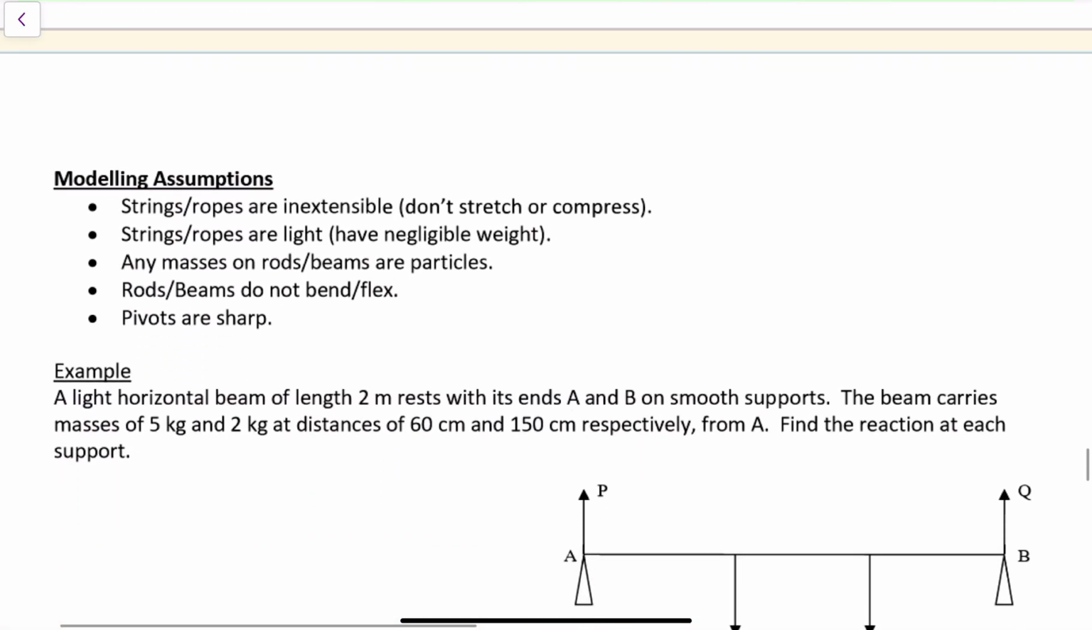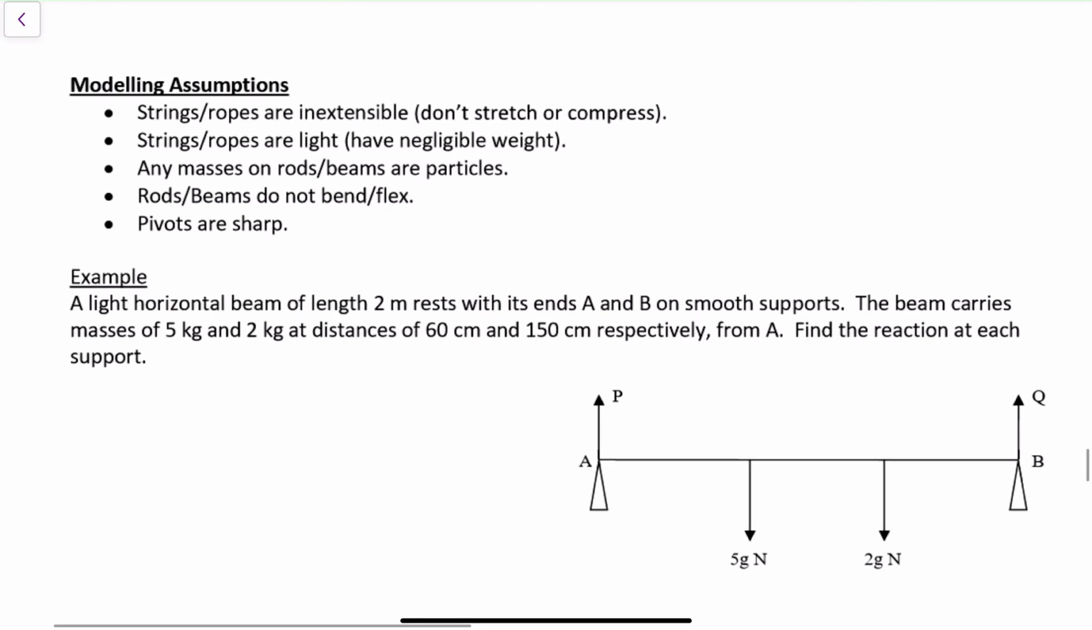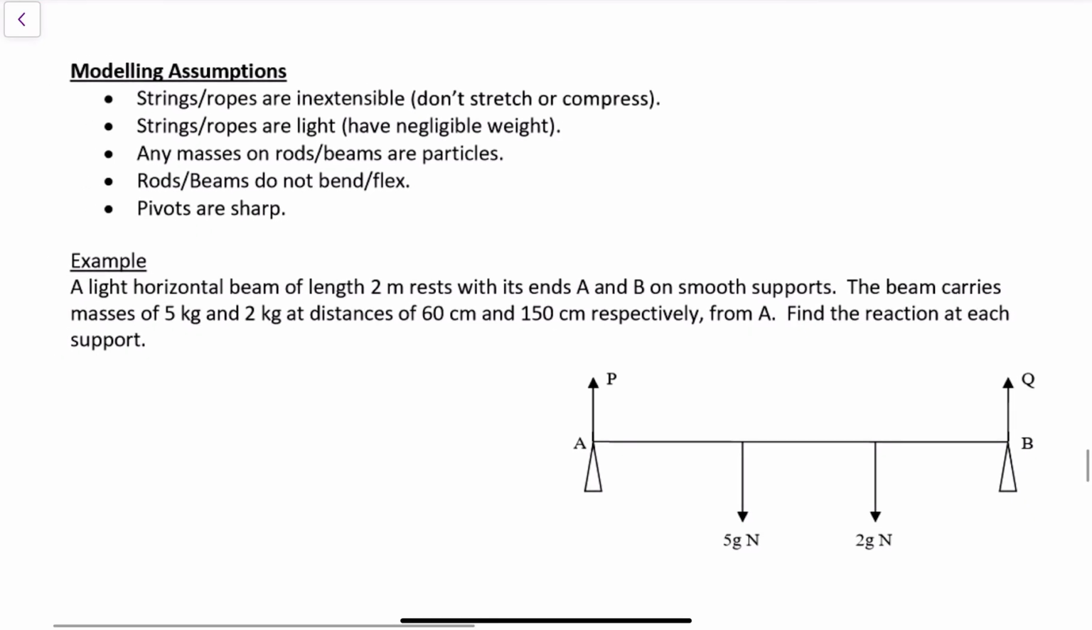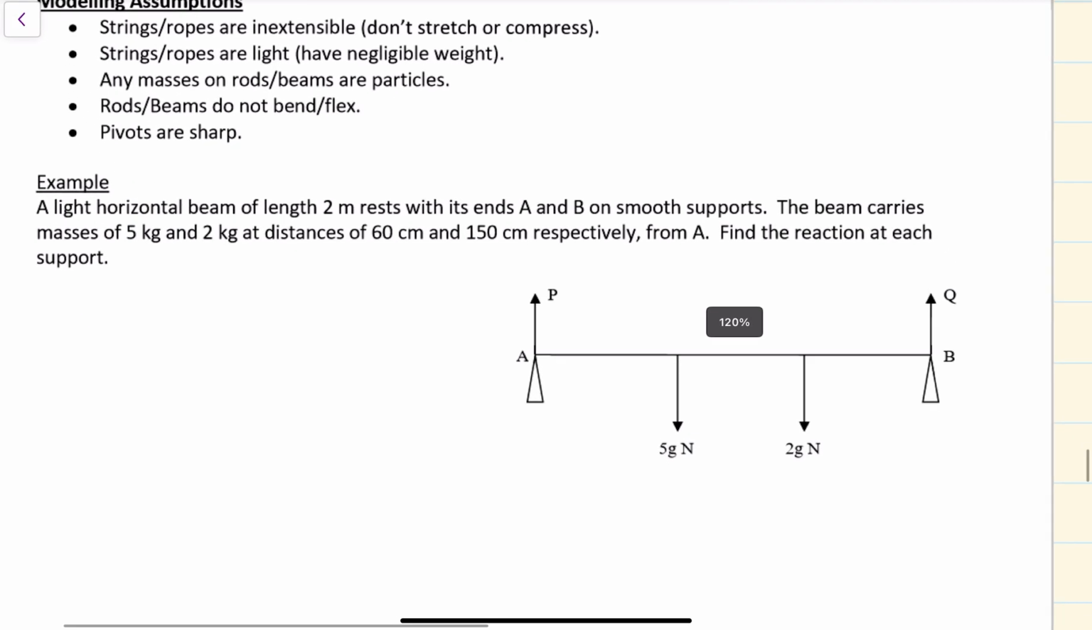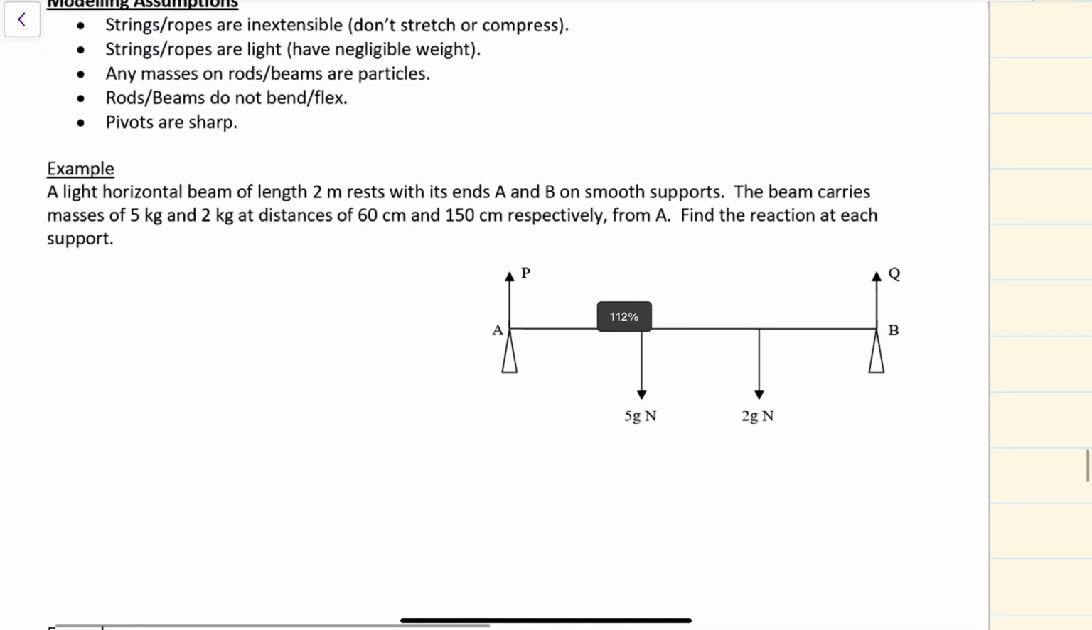I'm going to scoot on to the questions very quickly. And you can see more assumptions there. Strings and ropes are inextensible, so they don't stretch. Strings and ropes are light, so don't have any weight. And any masses on the rods and beams are considered to be particles. Rods or beams do not bend or flex, and pivots are sharp. So it's not like they're tipping on a rectangular shape or anything like that.